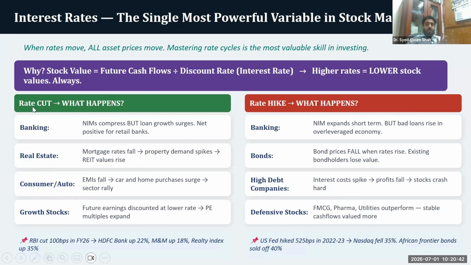Whenever a rate cut happens, what is a rate cut? There was a high rate and now the rate is reduced. So usually we use the technical term, the rate cut. Let's say if the rate is cut down, what happens?